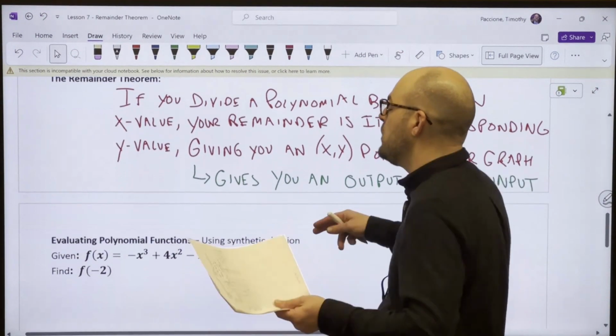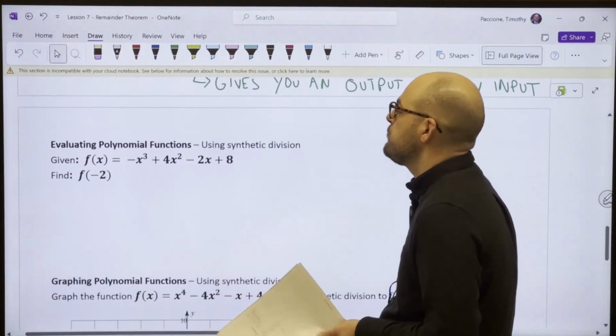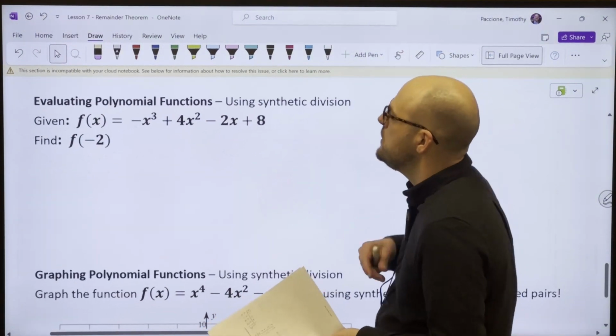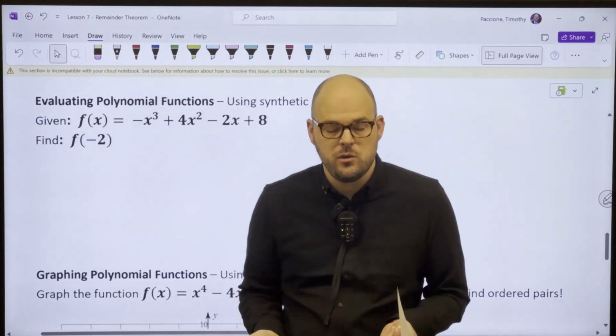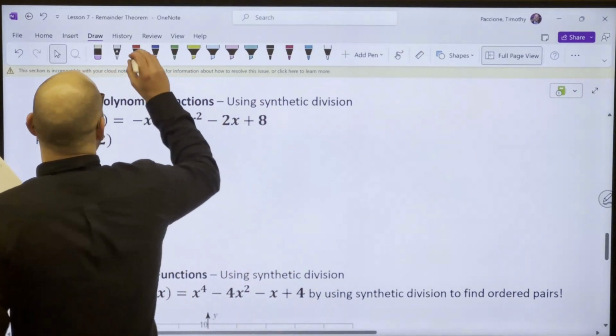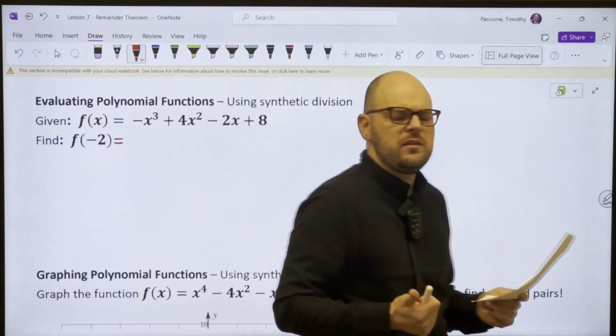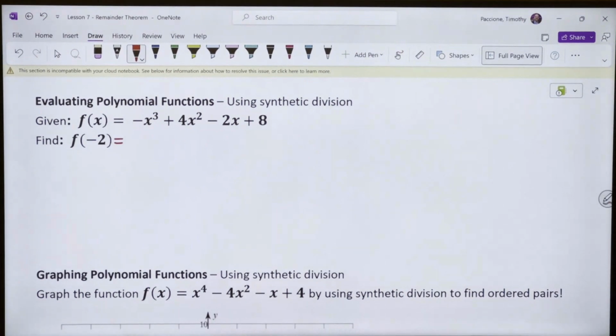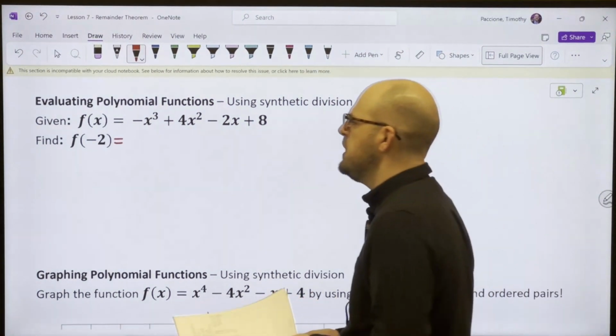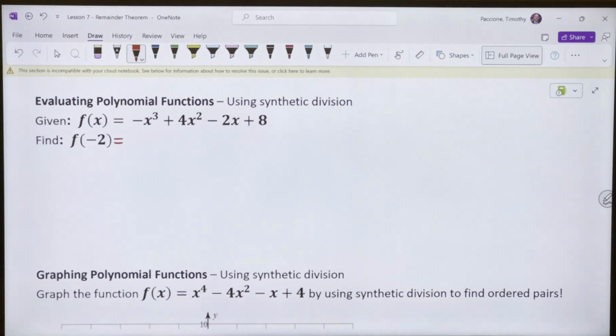So for example, what if I gave you this, and I said, hey, evaluate the function, meaning evaluate means find the value of, right? And it says find f of negative 2. This is something that I think we tripped up a little bit on the final. Some of us forgot what that even means or what it's even asking, right? So good time for review.